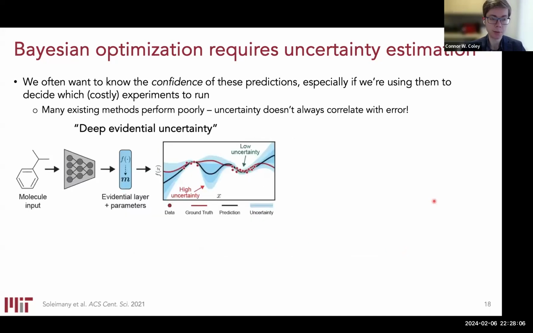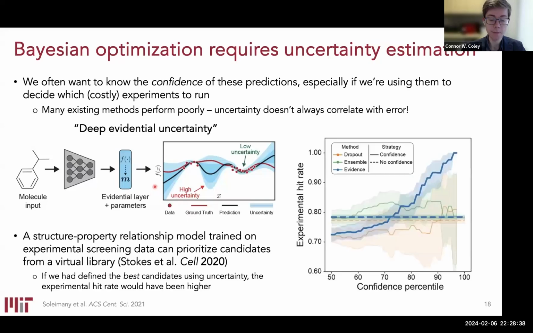One of the methods that we explored a couple of years ago was a technique known as deep evidential uncertainty. What deep evidential uncertainty does is it doesn't ask our model to just predict one value given a molecular structure as input, but to predict four. Those four values together parameterize a distribution that describes the model's prediction and its uncertainty, and the uncertainty of those predictions themselves.